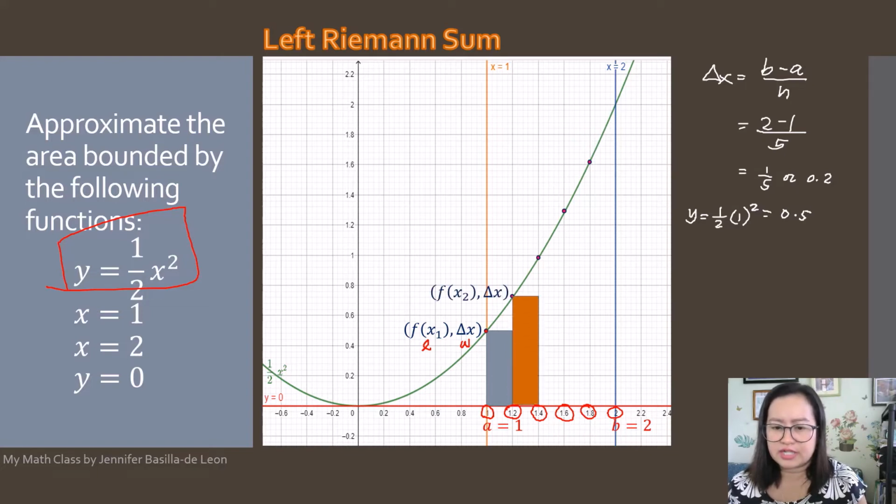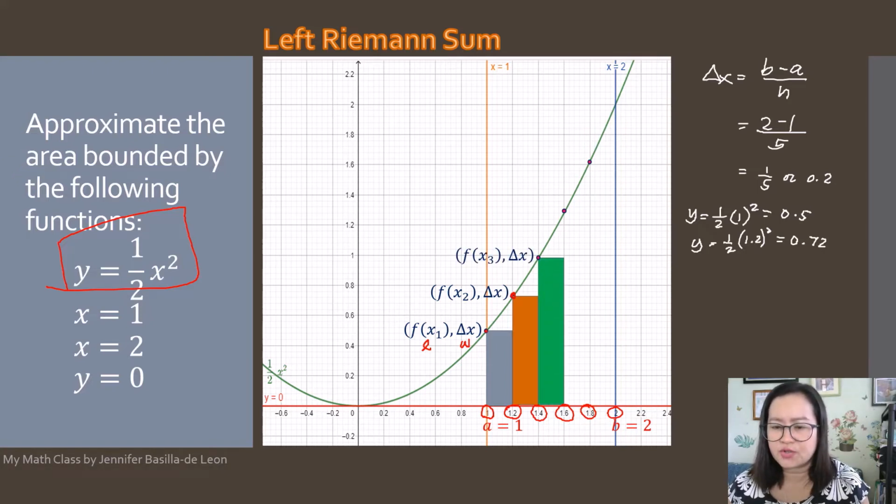Now let's have the next rectangle. To get the length of the second rectangle, we need to use the left vertex of this rectangle. So evaluating the function at the second value of x, which is 1.2, we would be able to get 0.72. Doing the same thing for the third rectangle, we will evaluate the given function at x equals 1.4.